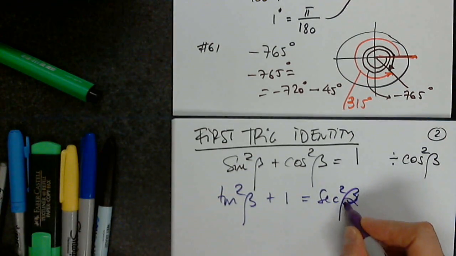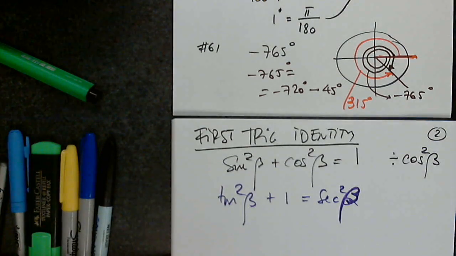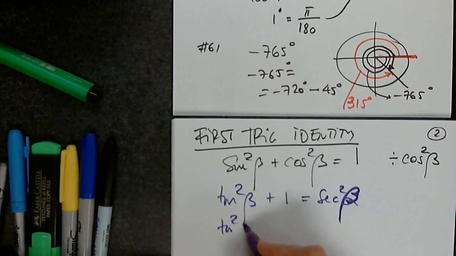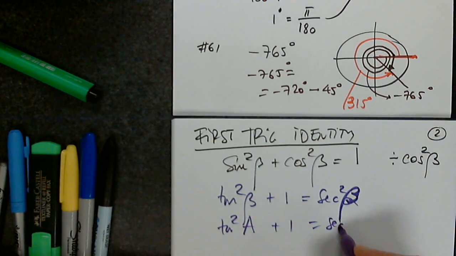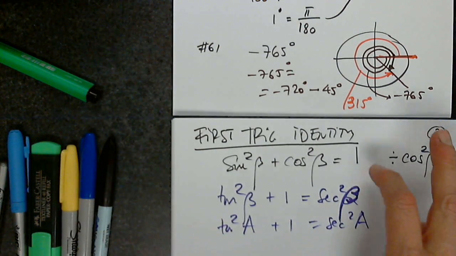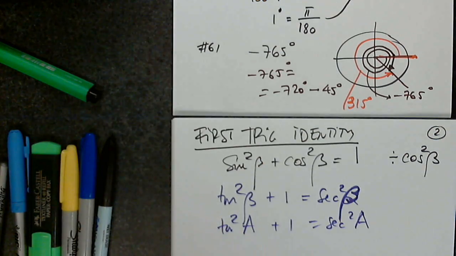Oops. I meant the same angle, of course, beta. Oh, it has to be the same angle. Whatever you use, you can say tangent squared a plus 1 equals secant squared a, as long as it's the same angle. Good. Now the same first identity, please divide both sides by sine squared now.